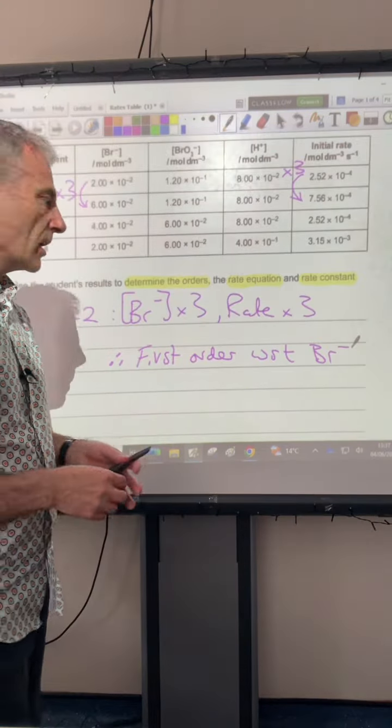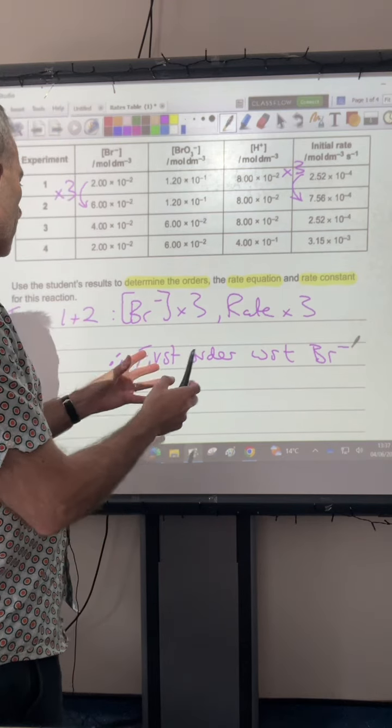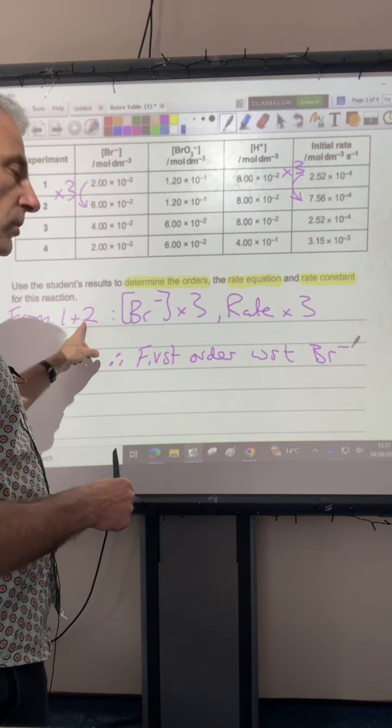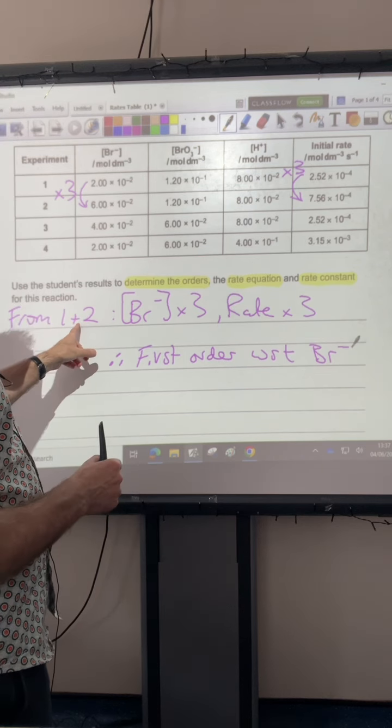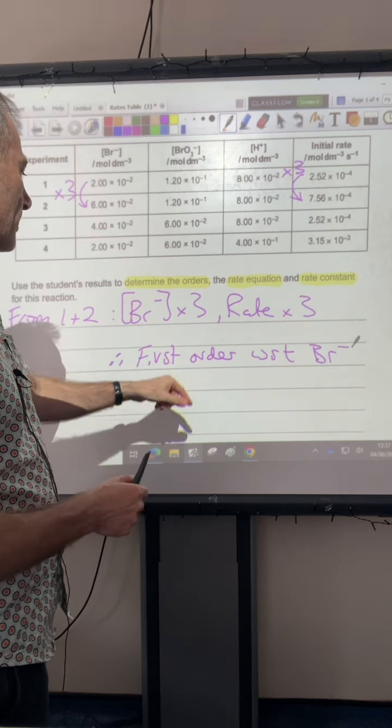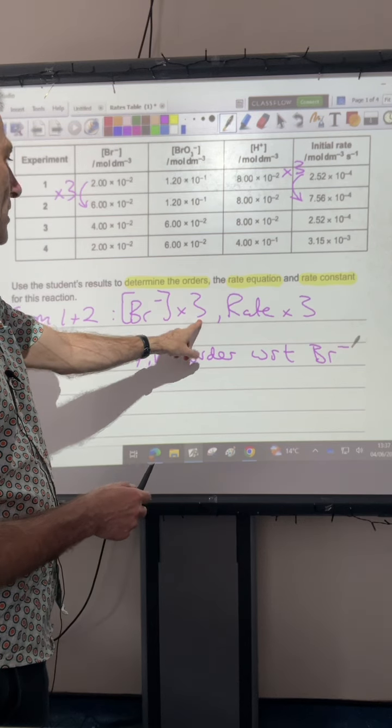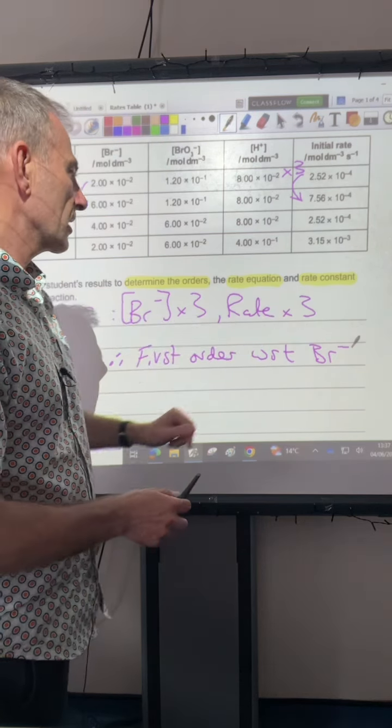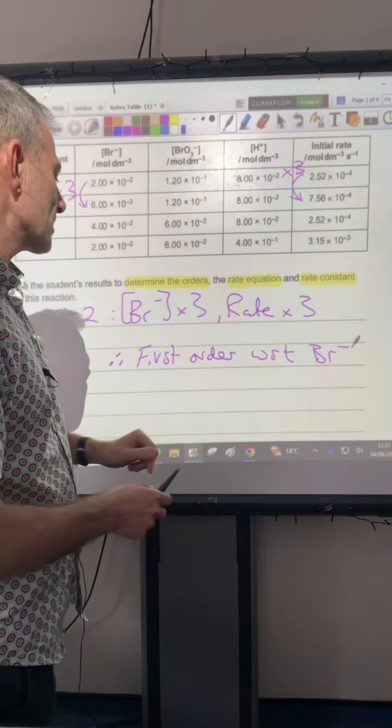So in terms of how we present our answer, all we need to do is something like this. So we need to just say which experiments we're using. So from 1 and 2, the concentration of Br minus has gone up 3 times. The rate has gone up 3 times. So that's a first order relationship for Br minus. So that's all you would need to write for that one.